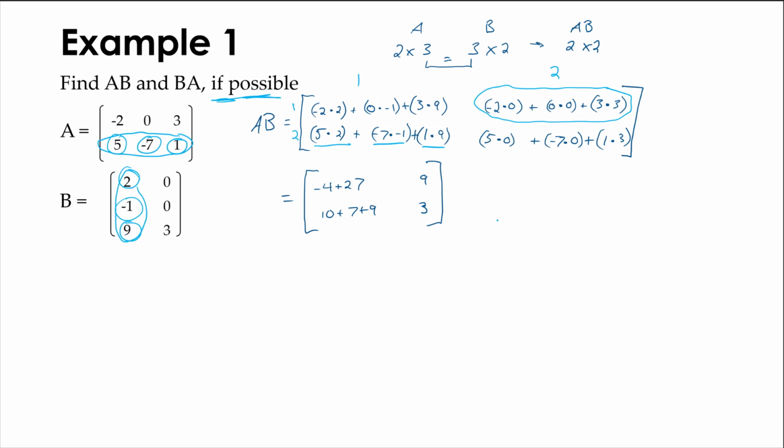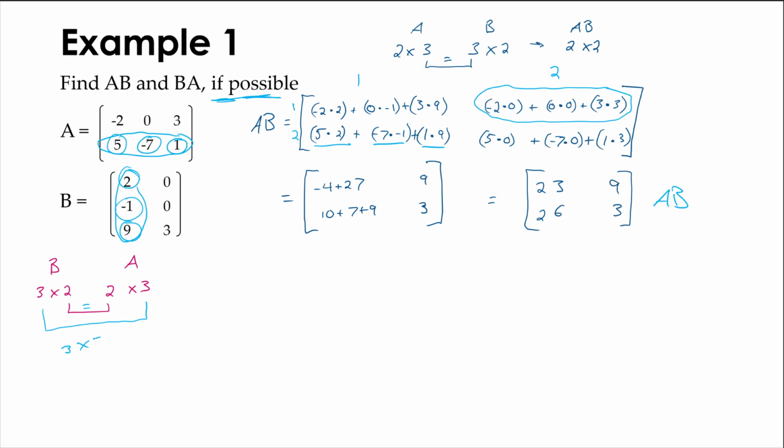Okay, so that's how we go ahead and reduce this down and simplify it, and this is what AB is going to look like. So again with BA, just because AB works out does not mean that BA is going to work out. In this case it does because I have 2 is equal to 2, and I know that BA is going to end up being a 3 by 3 matrix.